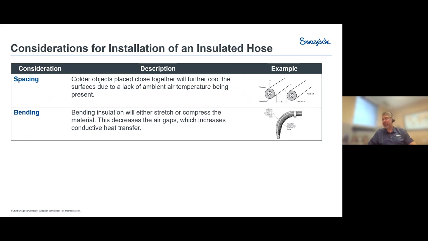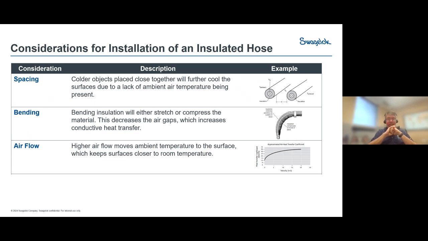We want to look for eliminating any real tight bends. Now, the official minimum bend radius of a hose does not change with insulation because we define that as when the hose is damaged. We're not going to damage the hose by bending it to its minimum bend radius, but we do change the performance of the insulation. So we want to talk about how that happens and what to look for there.